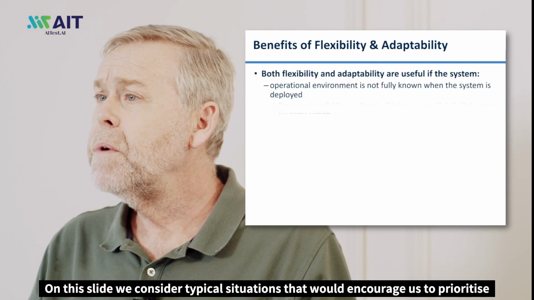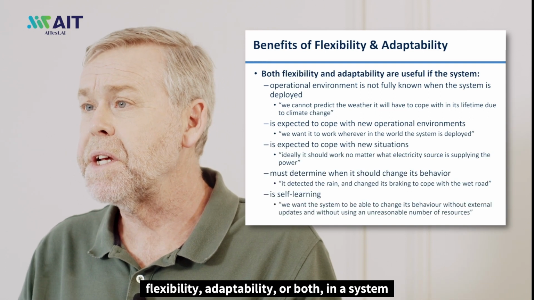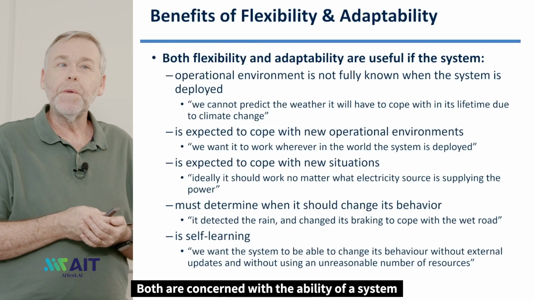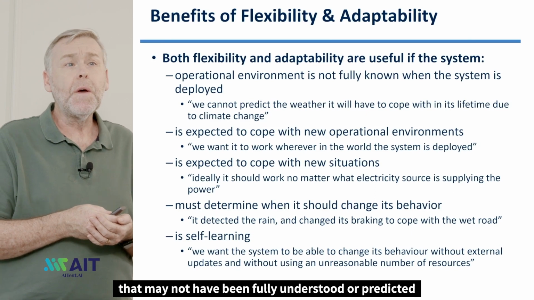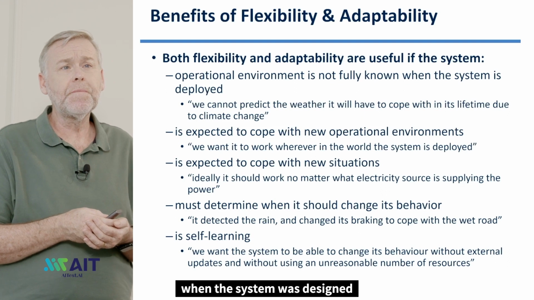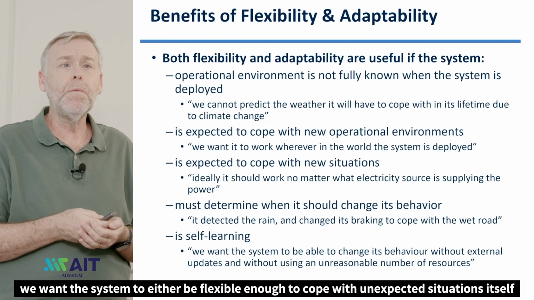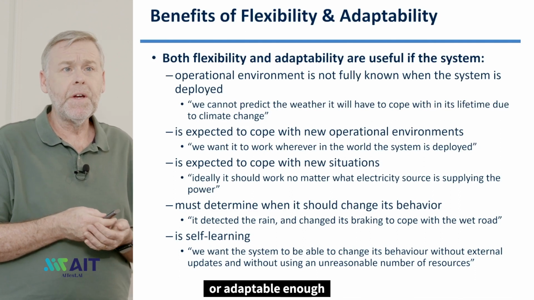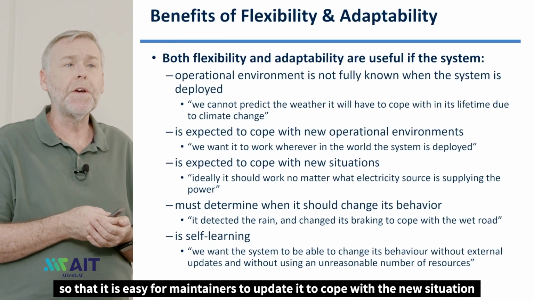On this slide, we consider typical situations that would encourage us to prioritise flexibility, adaptability, or both in a system. Both are concerned with the ability of a system to deal with operational environments and situations that may not have been fully understood or predicted when the system was designed. In such a case, we want the system to either be flexible enough to cope with the unexpected situations itself, or adaptable enough so that it is easy for maintainers to update it to cope with a new situation.